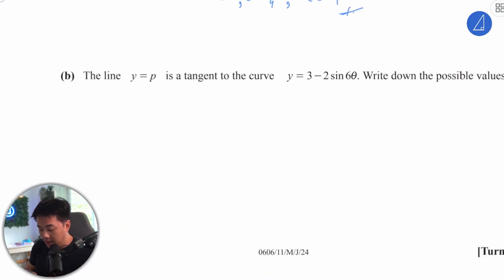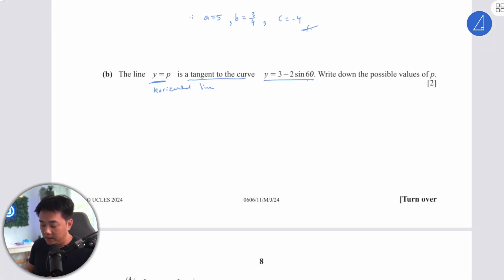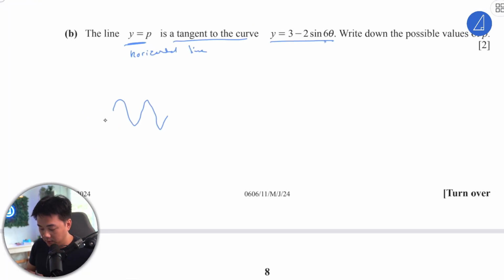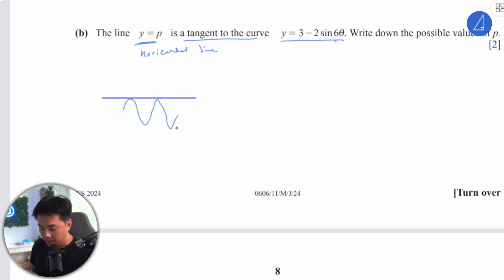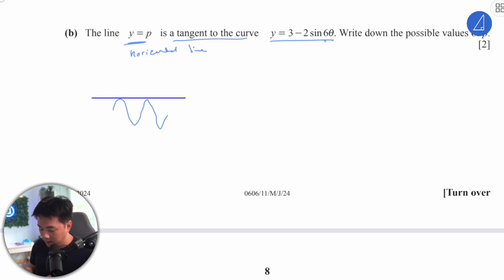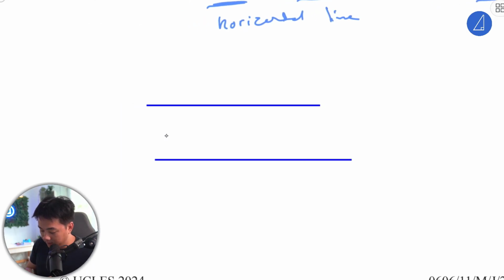So the line y equals p is tangent to the curve. So this is a horizontal line, to the curve of y equals 3 minus 2 sine. We know sine looks like that, right? But we don't really need to care, because the idea is that a horizontal tangent line will only be at the top or the bottom. Basically what we want is the top and also the bottom, right? So these are the two lines that we are worried about. When we draw the sine curve, we know that it will look like that.